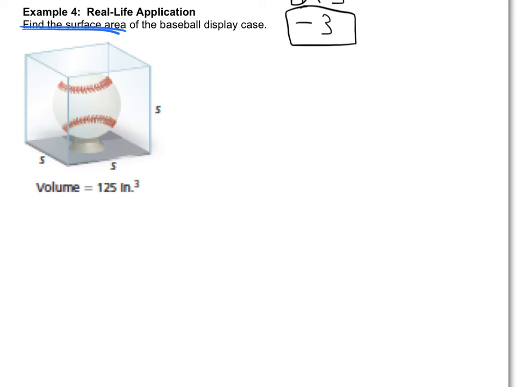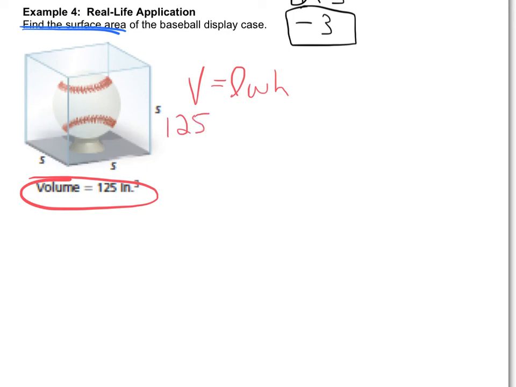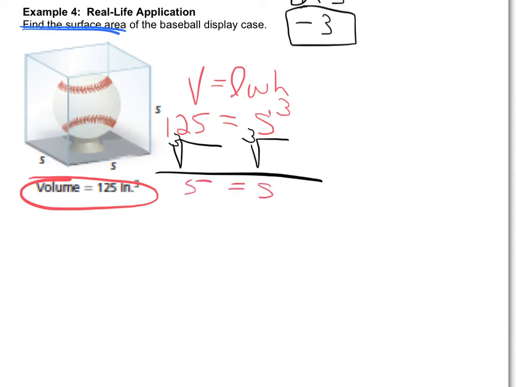But first what we have to notice here is we have a volume that was given to us, which is good to know. We have the volume of a cube, which we know is length times width times height. So we're told that it's 125. Well, basically, if it's a cube, that means that the length and the width and the height are really the same thing. So s cubed. So remember, if I want to undo cube, I take the cube root. So the cube root of 125 tells me that each side is 5.